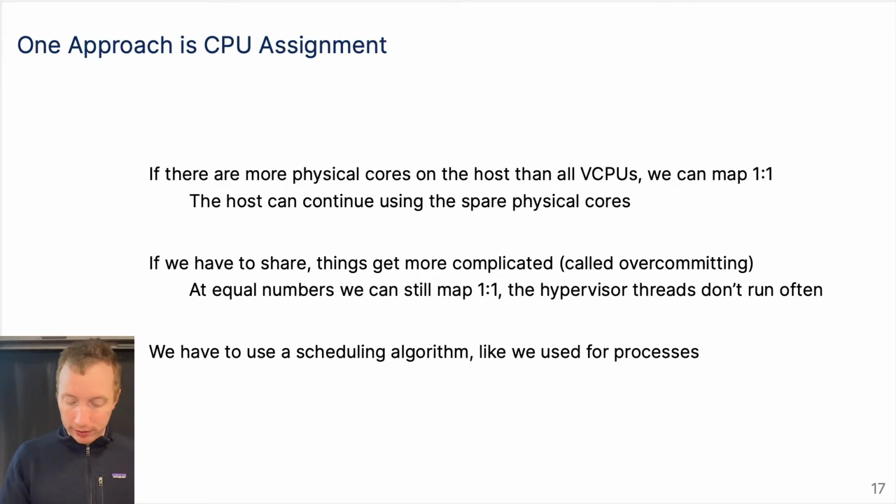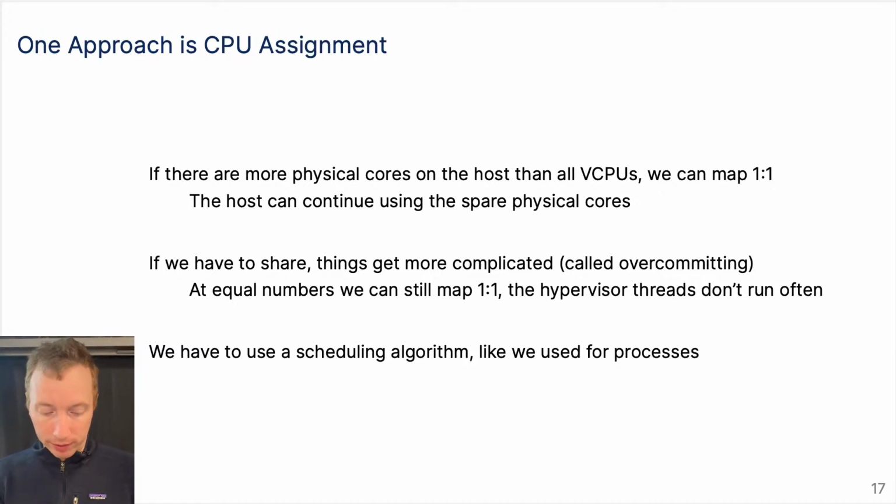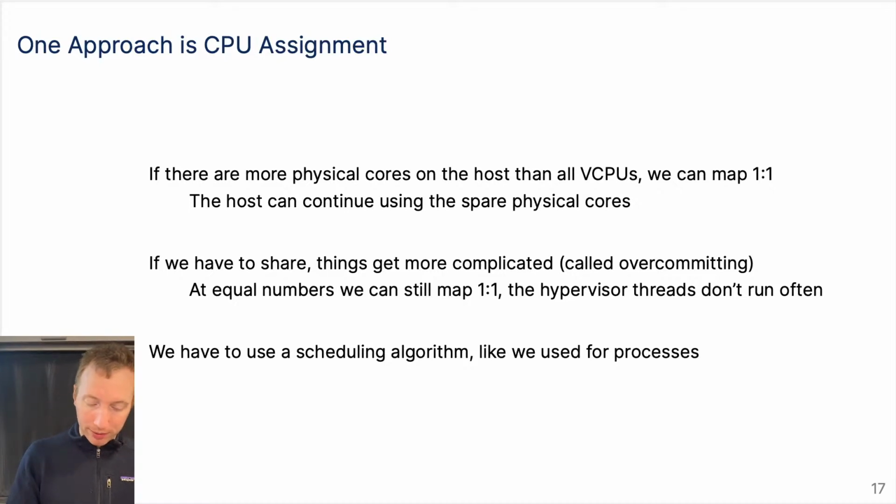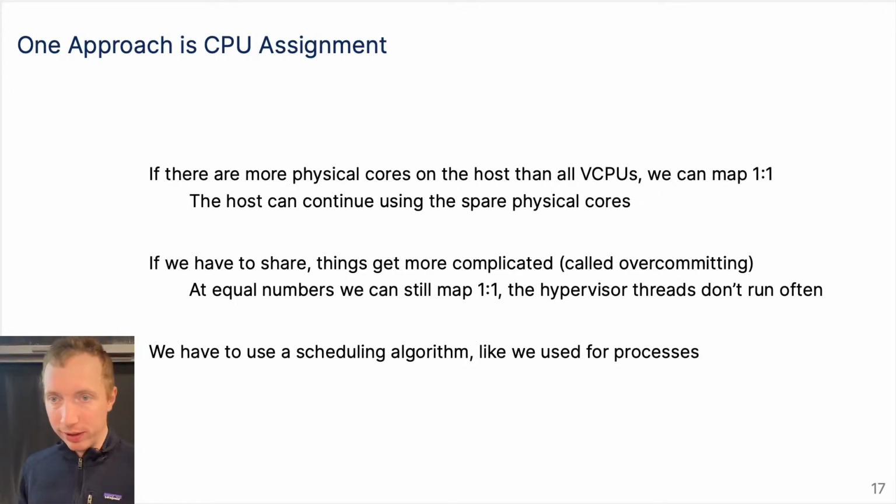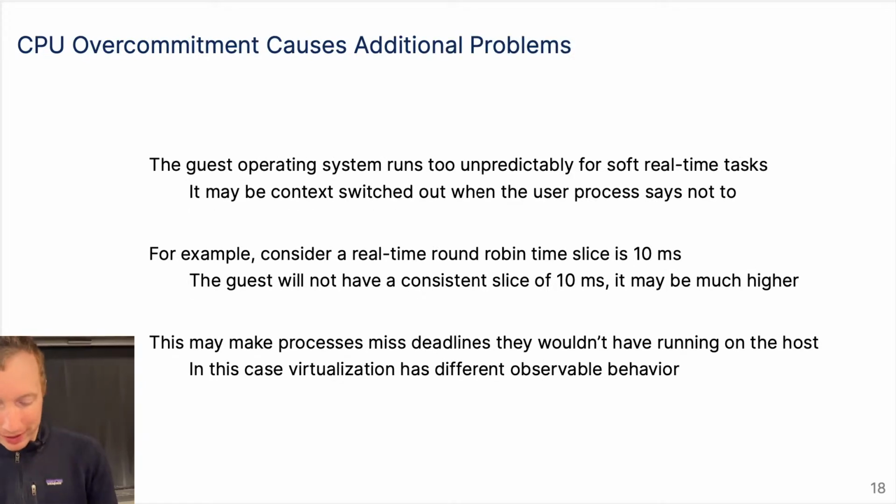Otherwise, if you need to share, things get more complicated, and there's something called overcommitting, where you don't have enough resources to go around. So at equal numbers, you can still map virtual CPU to physical CPU 1-to-1, as long as the hypervisor threads don't run that often. They would context switch away, but typically the hypervisor doesn't need to do that much. And then you just use the same old scheduling algorithms.